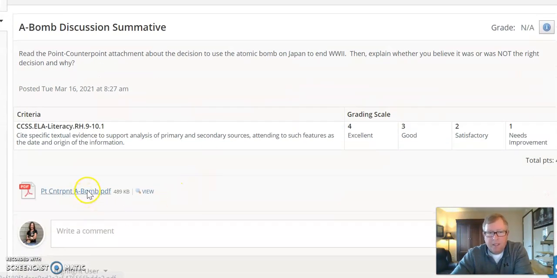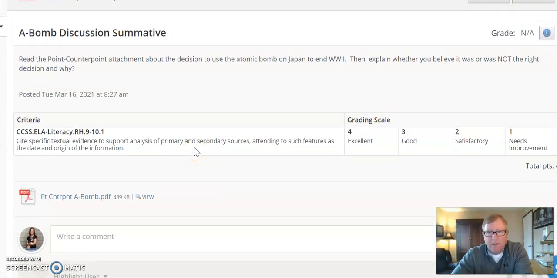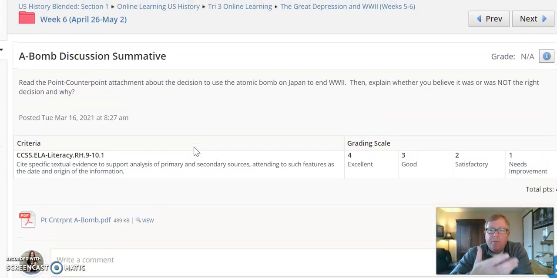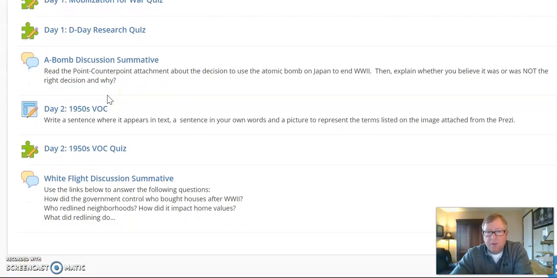And we'll be reading this idea of the point counterpoint. This will be an example of trying to get into the idea of writing and explaining things in more detail. And this is going to be just a straightforward paragraph that you're going to have to respond to in discussion format. The day 2 assignment you'll do either on your own or together in class on the 1950s.